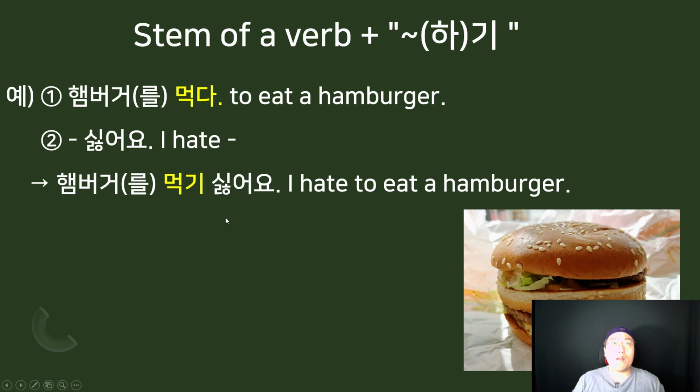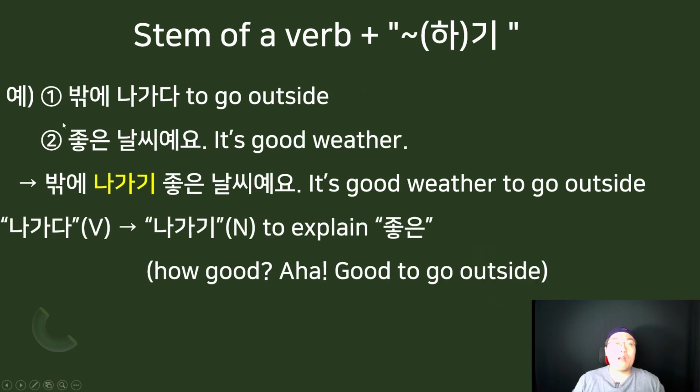Okay, another example here. Number one, 밖에 나가다, to go outside. Number two, 좋은 날씨예요. It's good weather. If we put things together, how can you say it? 밖에 나가기 좋은 날씨예요. It's good weather to go outside. In this case, 나가다 has been changed to 나가기 to explain 좋은. Okay, so 좋은, but how good? Aha, good to go outside. So we just specify 좋은 by saying 밖에 나가기.